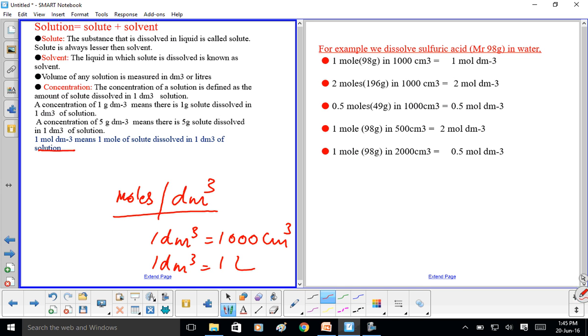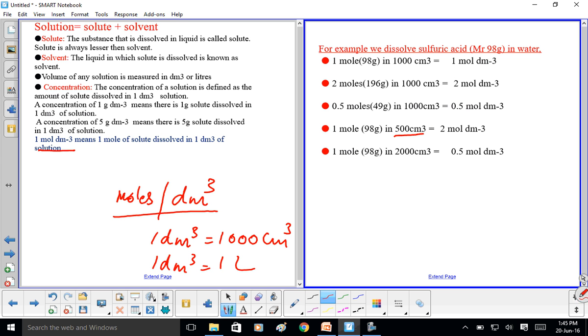So 1 mole in 1000 cm cube is 1 mole per decimeter cube, 2 moles is 2 moles per decimeter cube, 0.5 mole is 0.5 moles per decimeter cube. If it is 1 mole in 500 centimeter cube, it will be just double, because you have to make it 1000. If you double the volume, the concentration will automatically be double.